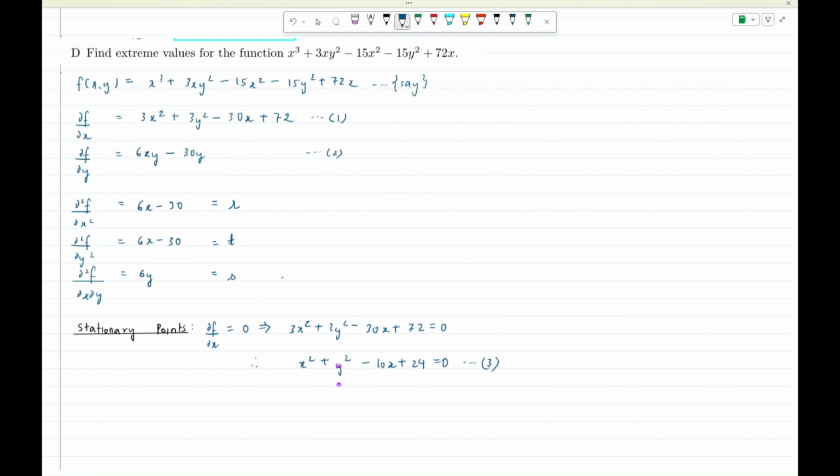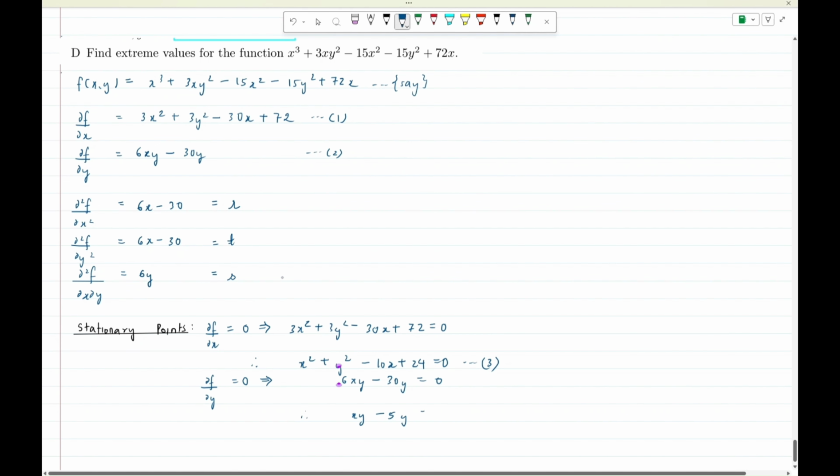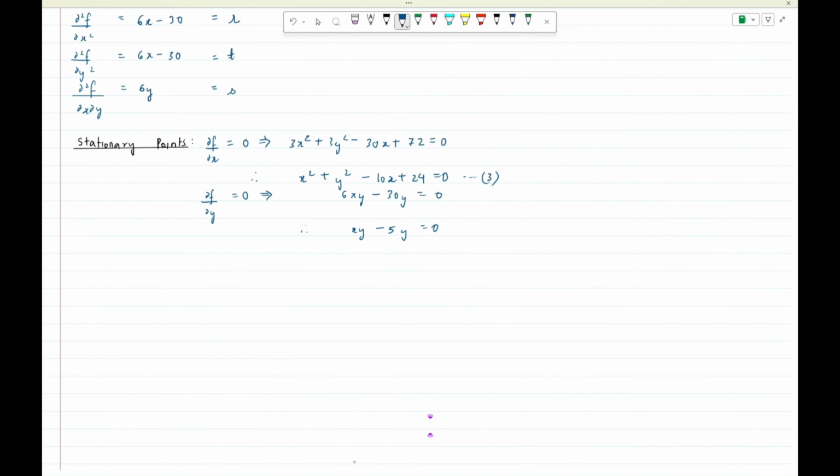And likewise we will also let del f over del y is equal to 0, and this gives us 6 into xy minus 30y is equal to 0. Factoring out 6, we will be getting x into y minus 5y is equal to 0. And as you can see, we can factor out y, so we will be getting y into x minus 5 is equal to 0. This gives us that y is 0 and x is equal to 5. Now we are going to use these two values, y equals 0 and x equal to 5, in equation number 3 to get the stationary points.